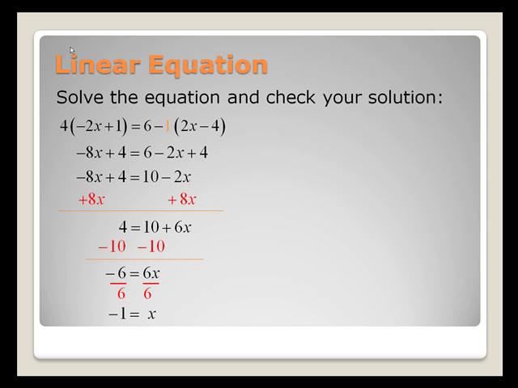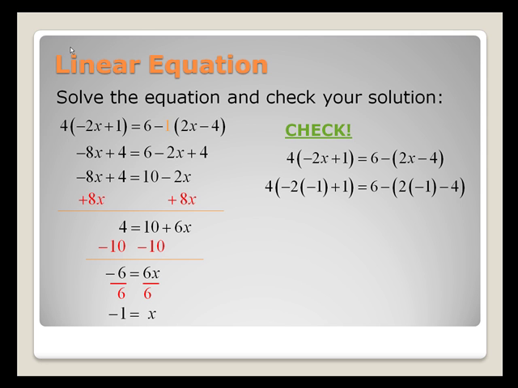Now I say we're done, but we're always going to check our answers. The way we check our answers, we go back to the original equation. Anytime I see an x, I'm going to put in what we think is our solution. So in place of x, I'm going to put in a negative 1. As you're checking, you're welcome to use your calculator, or you can do this manually using order of operations.